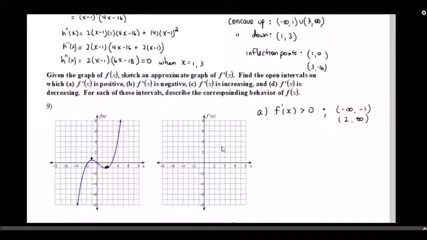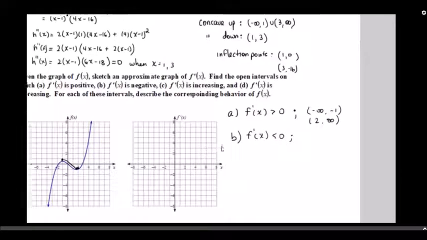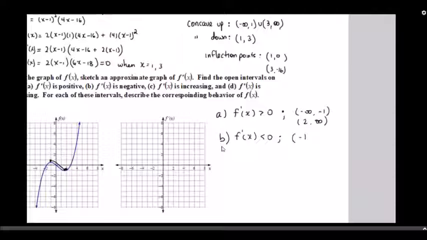Now to answer part B, we need parts of the graph that are decreasing. So this part right here where x is between negative 1 and 2, that's a decreasing part of the graph. If you remember, a decreasing part of the graph means the slopes of the tangent lines are negative. Also, f prime is going to be negative. So to answer part B, we need to describe this piece of the graph right here. So that part of the graph, f prime of x is negative, or less than 0, when x is between negative 1 and 2.